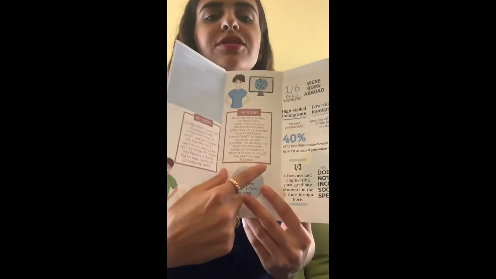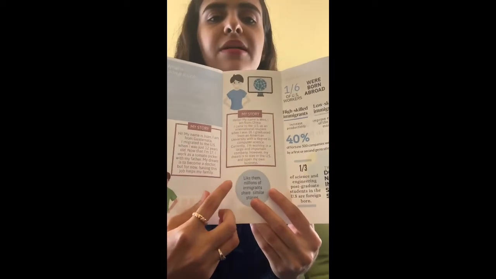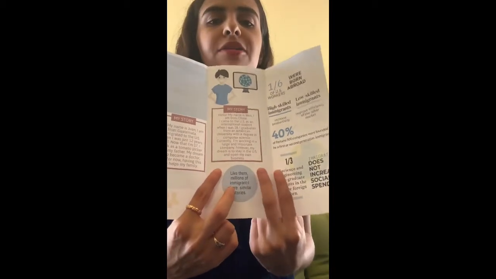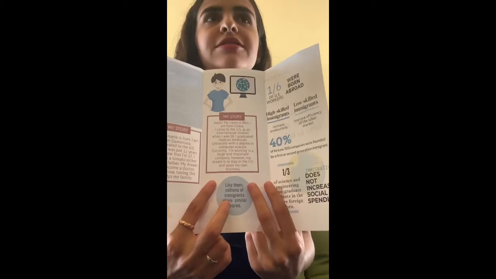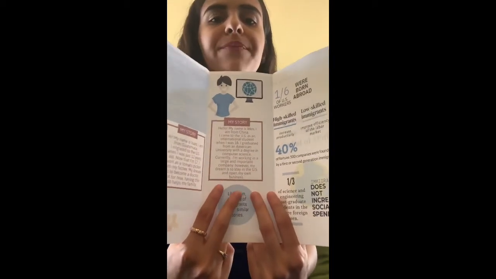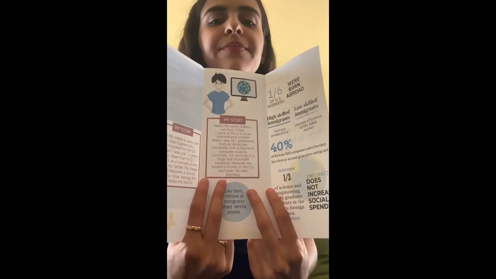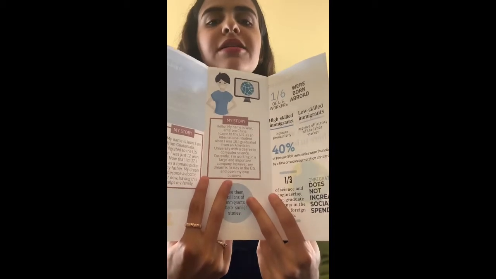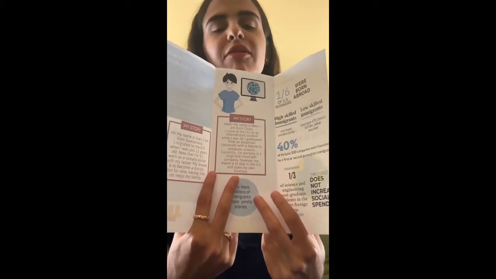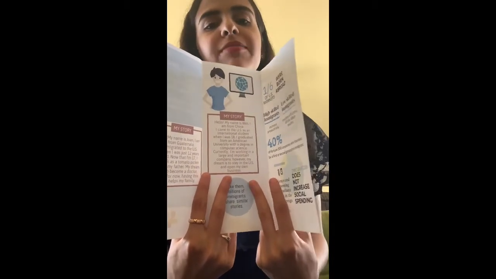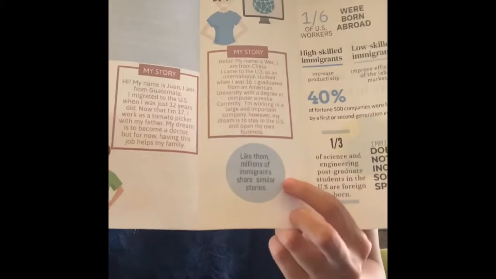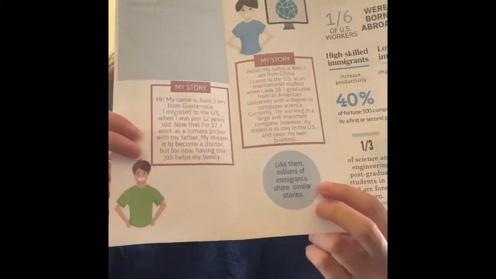Here, there's another short story. It says, hi, I'm Wen. I'm from China. I migrated to the US when I was 18 years old as an international student. I have an academic degree in computer science, and I work as part of a large and important company in the US. However, my dream is to create my own company and to stay and live in the US. And here I include a quote that says, like them, most immigrants share similar stories.